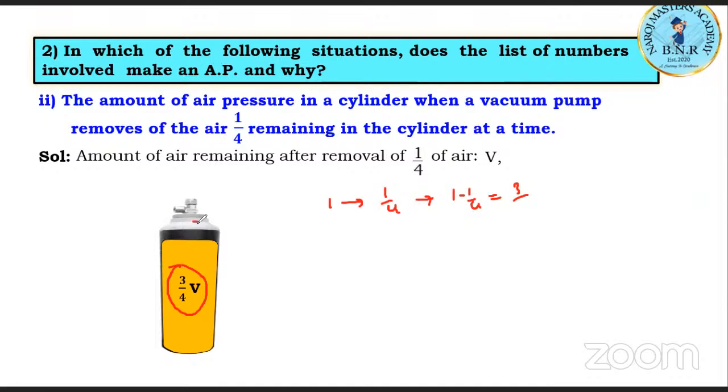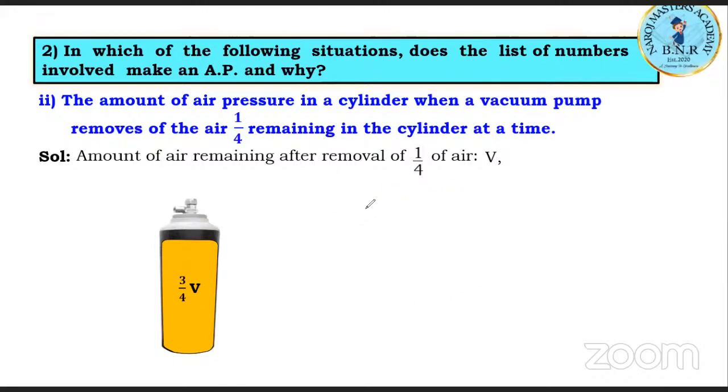Actually, initially it was like 100. 100 means 1. Out of that, 1/4 is removed. Then which is left is 3/4. So 3/4 of X, we have to calculate 1/4 of 3/4. How much is it? 3/16. Four into 4 is 16. I think you didn't understand this step here. Let me tell you neatly.